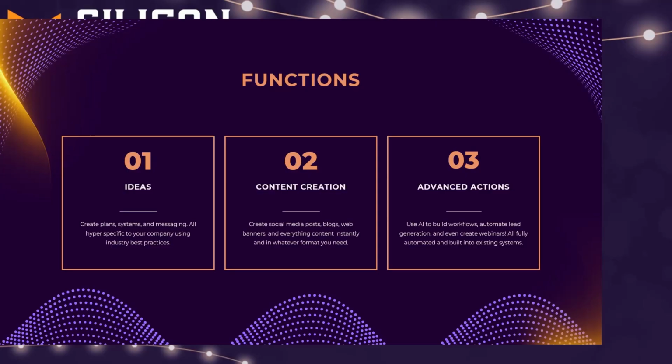So we'll start with some basics: what marketing functions can AI do well right now? The first function I want to talk about is ideas. You hear people refer to ideation all the time. Right now, Copilot is incredibly good at creating plans, systems, and messaging that can be as specific and as advanced as you want, or more general. What are the best practices in my industry?